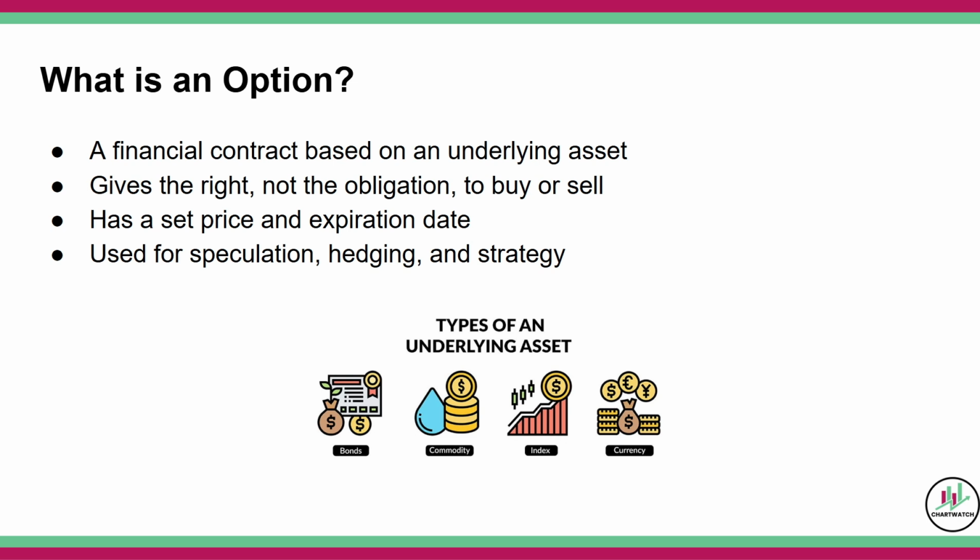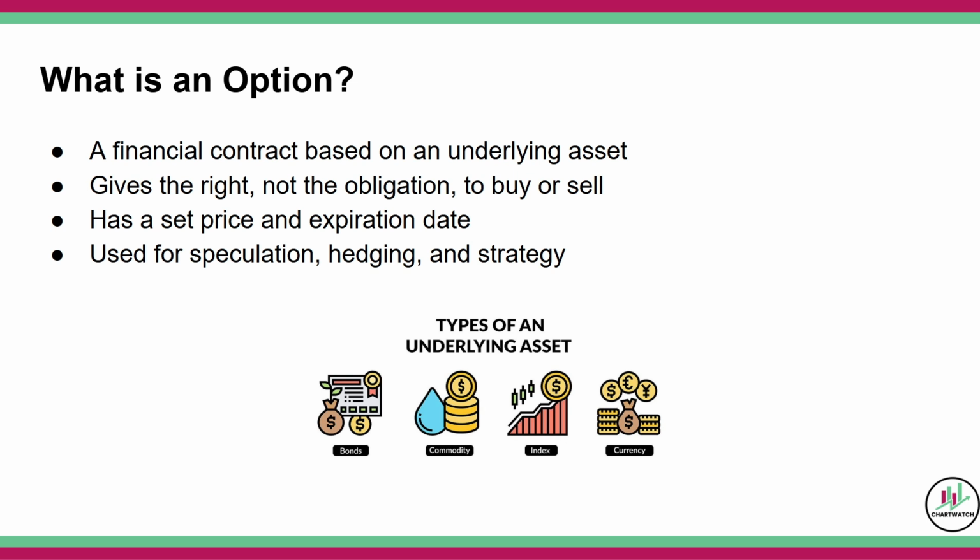So when we say an asset, we're talking about something that trades on the market. This is typically a stock, an ETF, or even an index. This is called an underlying asset because the option is built on top of it. Now, there are other types of underlying assets like bonds, commodities, currencies, but we're not going to talk about that.